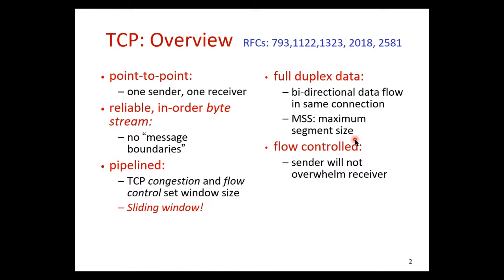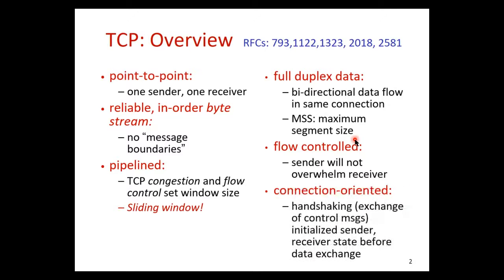TCP has flow control so that the sender does not overwhelm the receiver. TCP is connection oriented, meaning that before you can actually transfer data, you need to go through a phase where you set up the connection, the TCP connection, and you do that with handshaking. Okay, you need to exchange some control messages to set up the TCP connection.